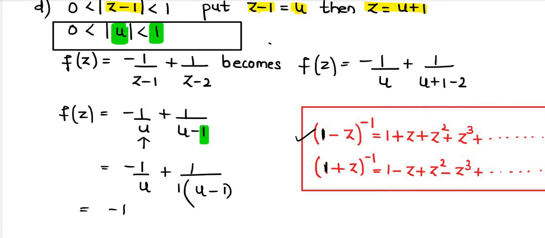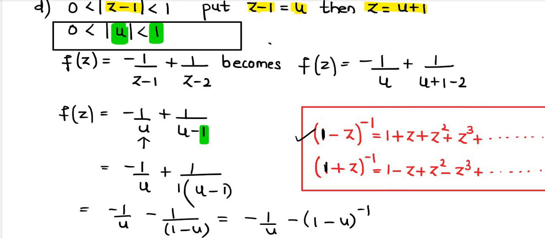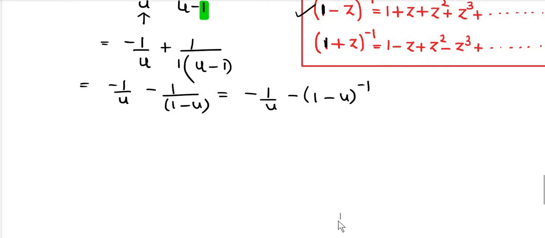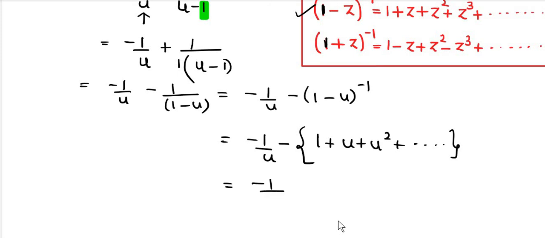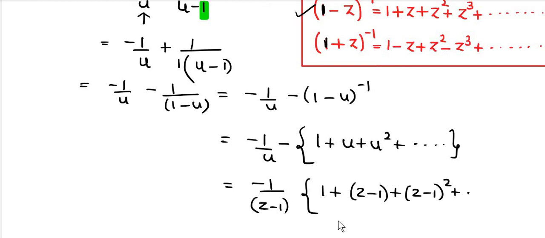So in the second term we will take minus common, so you can write 1 minus u. Now bring the small bracket to the numerator and then let us expand using the first expansion. So minus 1 by u, minus 1 plus u square plus etc. But here u must be replaced by z minus 1. 1 plus z minus 1 plus z minus 1 whole square plus etc. Thus, this is our answer for the last region.